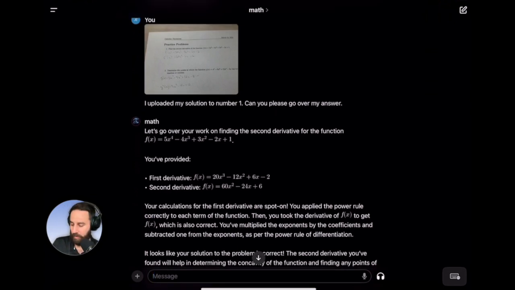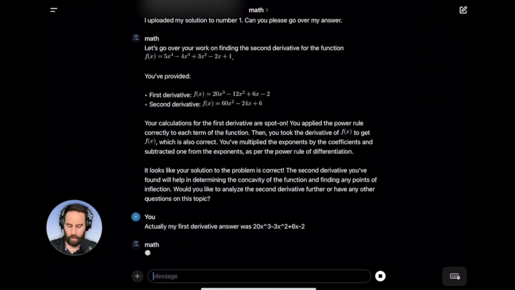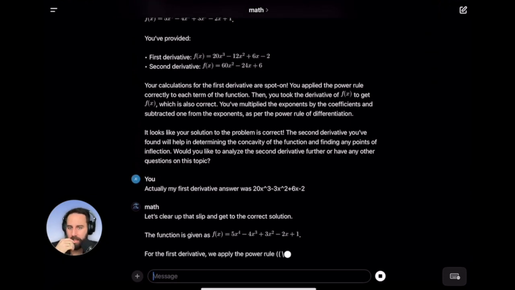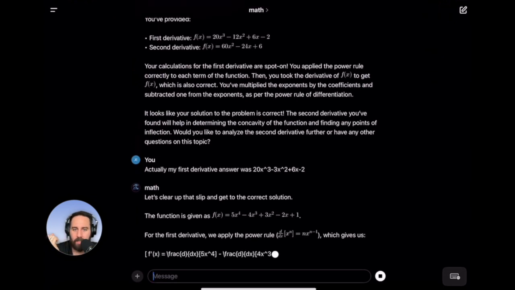So it is not correct. So it did not read it well. So this is where you have to look at it and say, actually, my first derivative answer was 20x cubed minus 3x squared plus 6x minus 2. So if the first derivative is wrong, the second derivative is wrong. So let's clear that slip and get the correct solution.